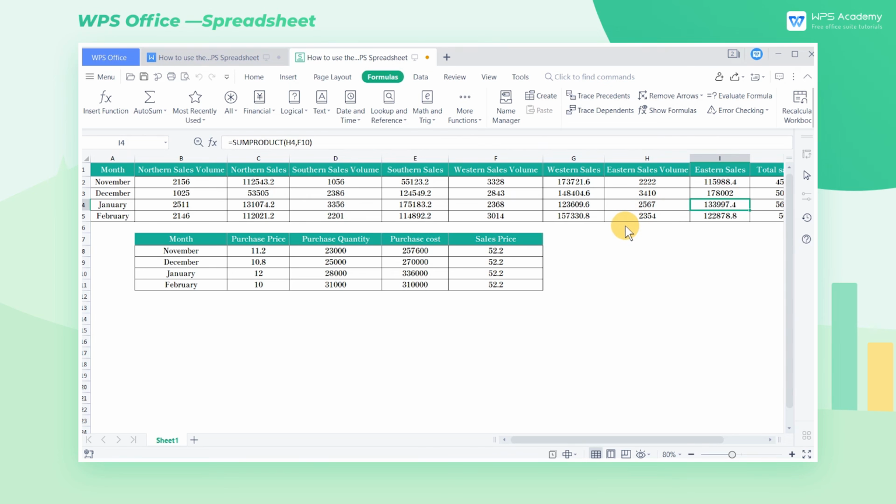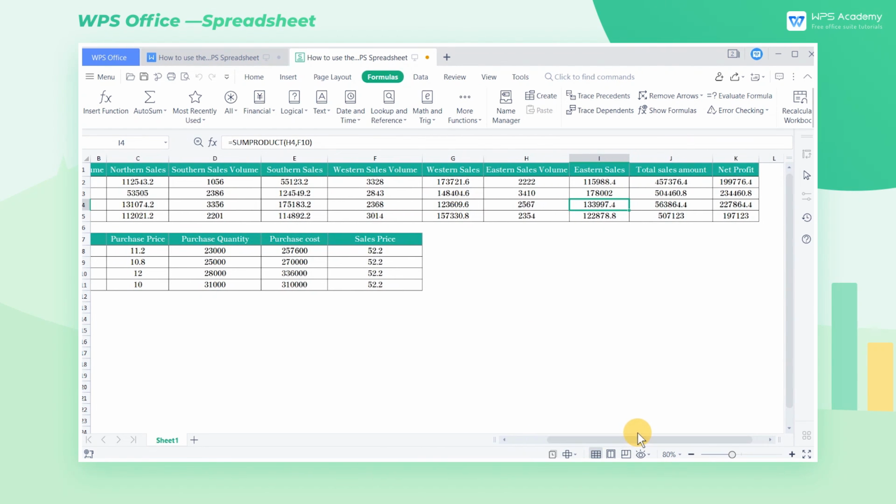In conclusion, dependents refer to cells referenced by other cells, and the trace dependence function can clearly indicate other cells that reference the data through the arrow symbol.